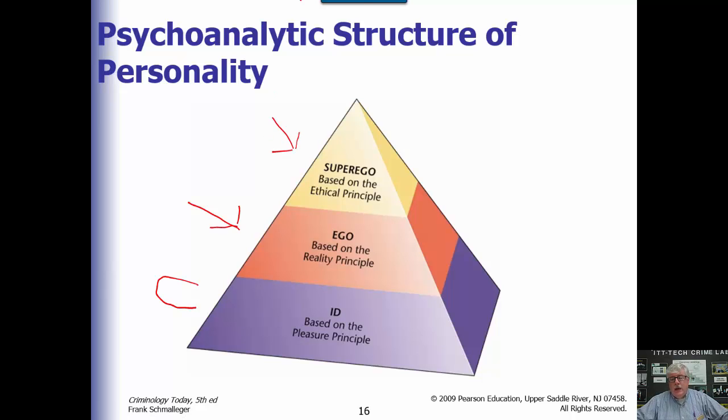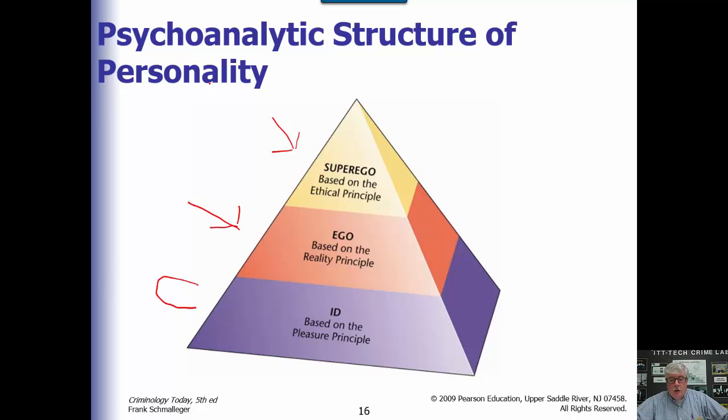Okay? So the id is our basic desires, the basic things that we want, without thinking of how we're going to get it, what the consequences are if we get it in an inappropriate way. The id is like, I want what I want it now, and I'm going to get it. And some crime, if you're looking at it in a psychoanalytic way, is based upon people who just want what they want, and their ego and superego aren't developed enough to tell them to stop.